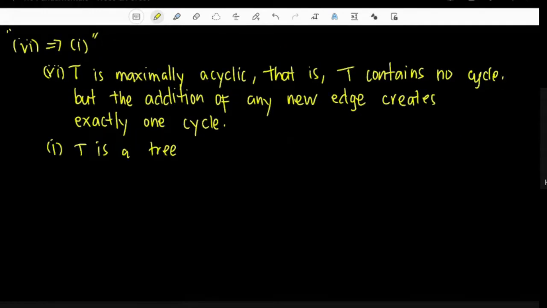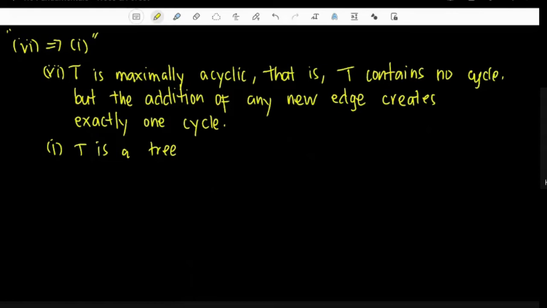Finally, we want to show that 6 implies 1. That is, if T is maximally acyclic, then T is a tree. Of course, since by assumption, T is acyclic, or it contains no cycle, then it suffices to show that for it to be a tree, it must be connected as well. So by assuming that it is maximally acyclic, all we need to show now is that T is connected. By definition, if it is connected and it contains no cycle, then it must be a tree.